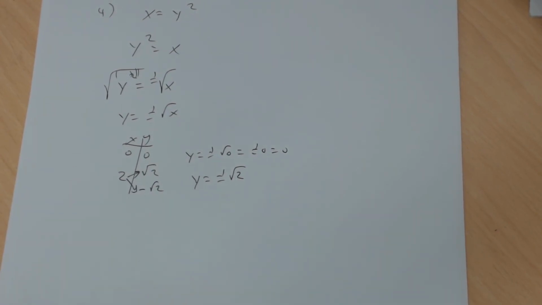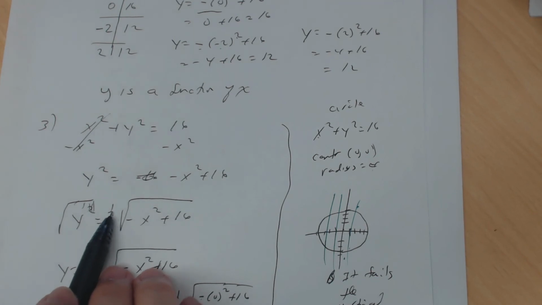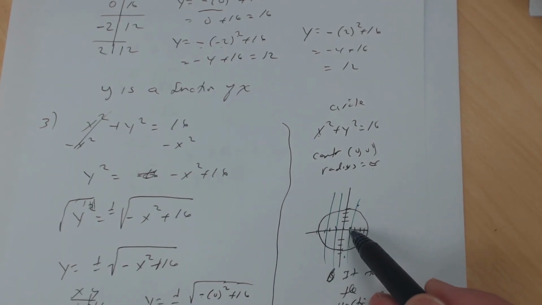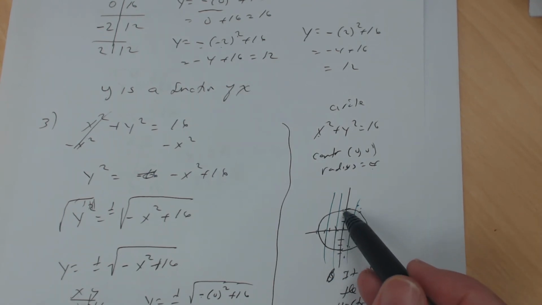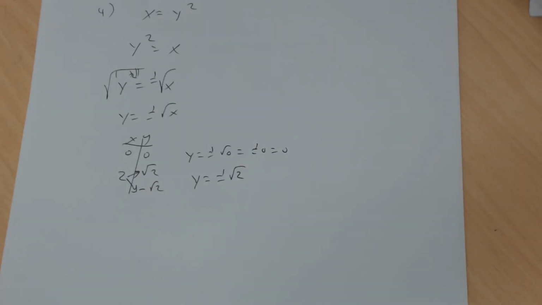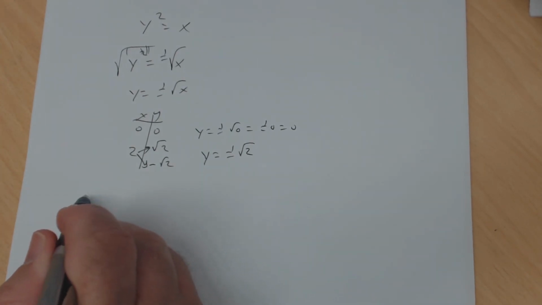Same thing here when we did this one. Let me go ahead and get it. When we did this one, you see that plus or minus right here? That plus or minus. So that means that when x is this value here, there are 2 different y values. When x is this value, there are 2 different y values. A positive one and a negative one. Okay? All right.